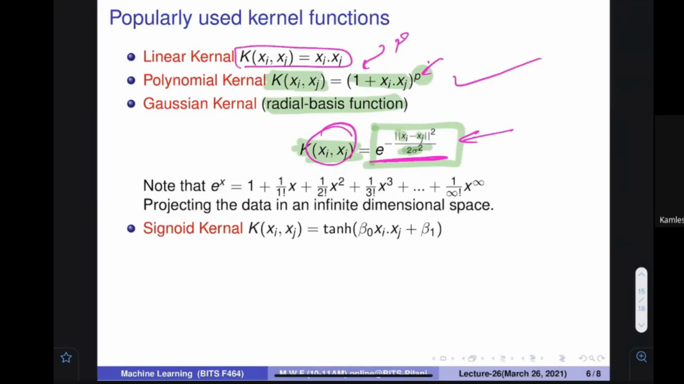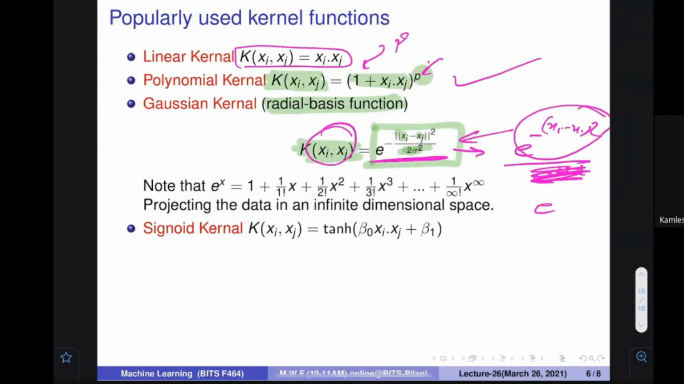It is important because you can see that e to the power minus (xi minus xj) squared divided by 2 sigma square. This is just a multiplying factor. You can ignore it. Just see this. What is this quantity? It is something like e to the power minus x. You know that e to the power x can be represented as an infinite summation of terms, 1 plus this. You can see that it is an infinite summation of terms.